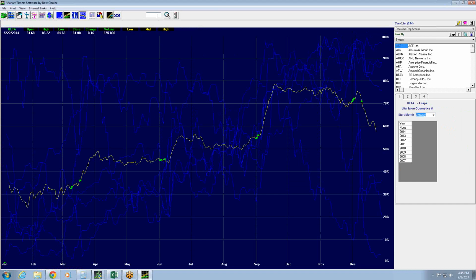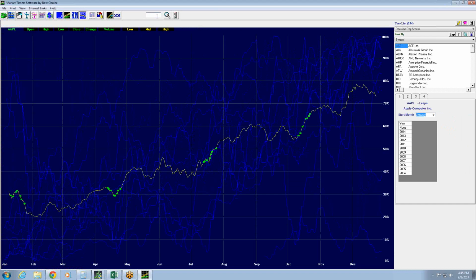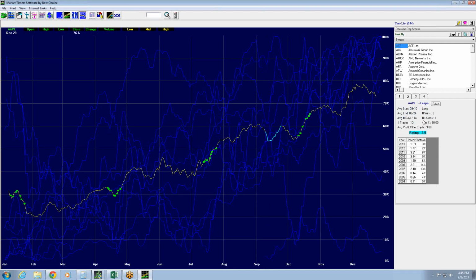Apple. It's coming out with its iPhone 6 tomorrow. A lot of speculation about that. Well, Apple historically has a 90% probability of going up with pretty doggone good consistency. So that's a trade from a seasonal perspective, let alone the news tomorrow.